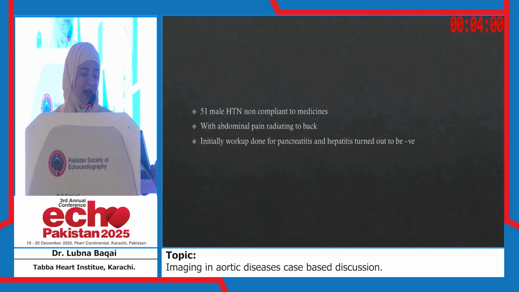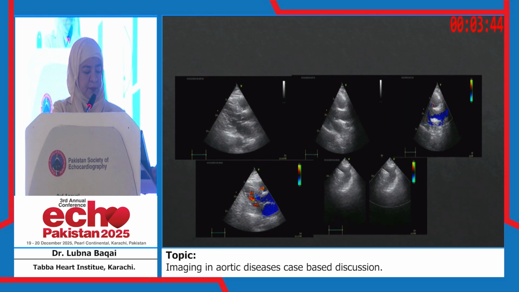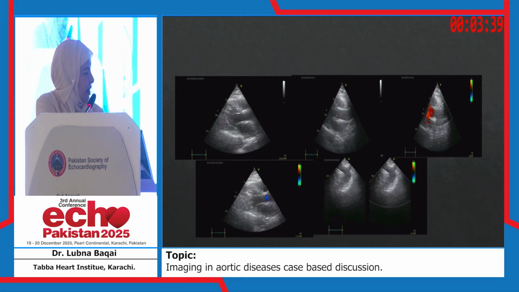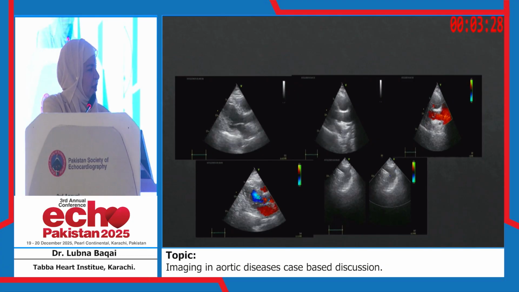A 51-year-old male, hypertensive, non-compliant to medicine, with abdominal pain radiating to the back. Initially there was a suspicion of acute pancreatitis or acute abdomen. All workup was done, it turned out to be negative. So CT was planned to rule out any aortic pathology. On the transthoracic echo, there is no pathology. Normal dimension of the ascending aorta, no color abnormalities, no abnormality in the descending part.